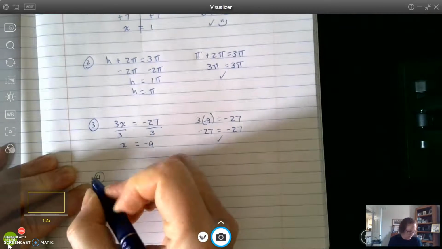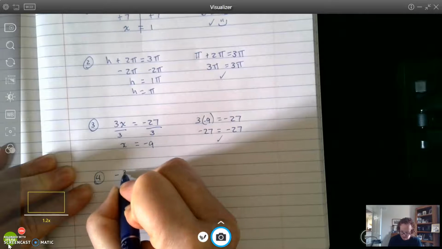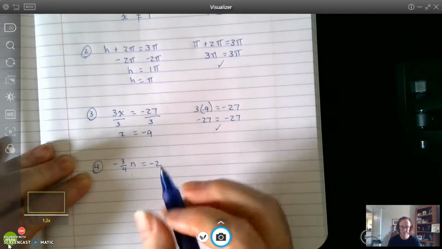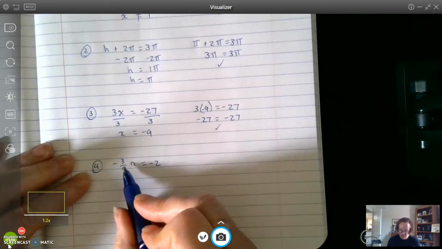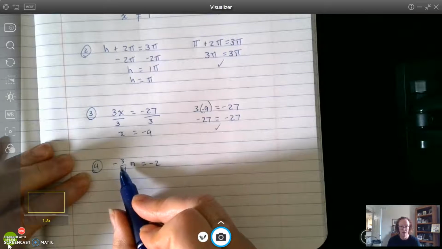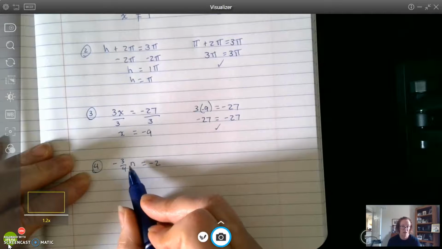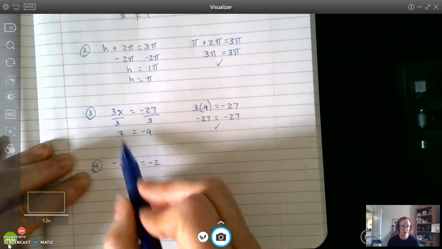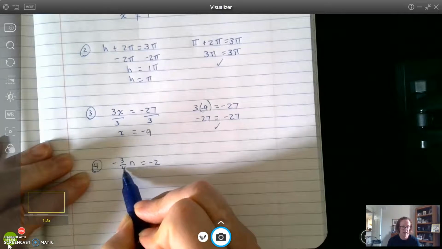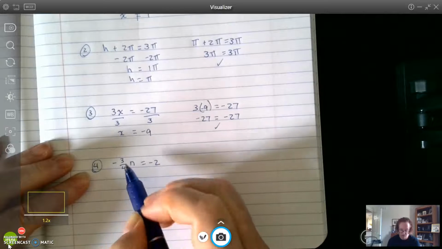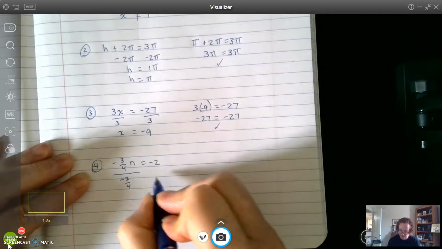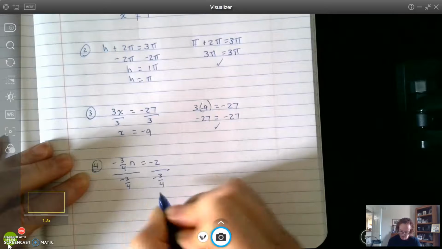I'm going to now do one with a fraction. So let's say I have negative 3/4 n equals negative 2. When I'm multiplying n times some number, I know that I want to divide by that number to get it to equal 1. So right up here, the coefficient was 3, so I divided by 3. Here the coefficient is negative 3/4, so I'm going to divide by negative 3/4. I am perfectly fine with you writing divide by negative 3/4.